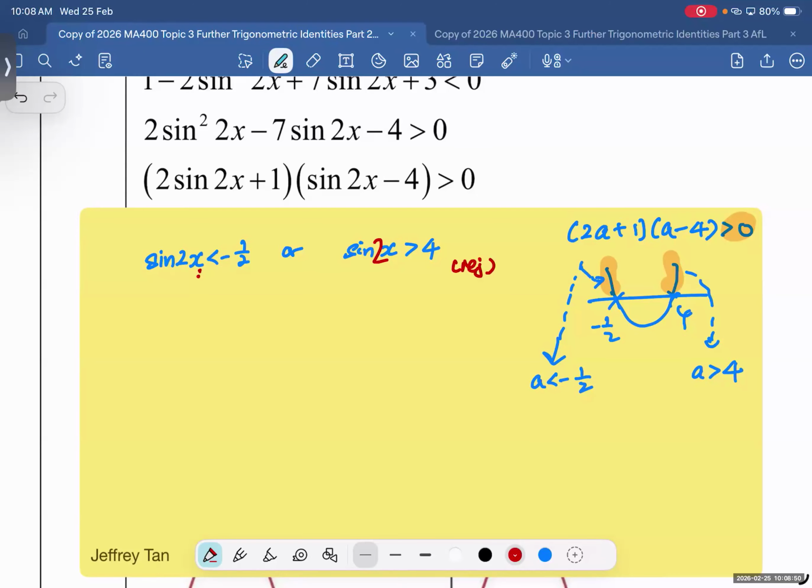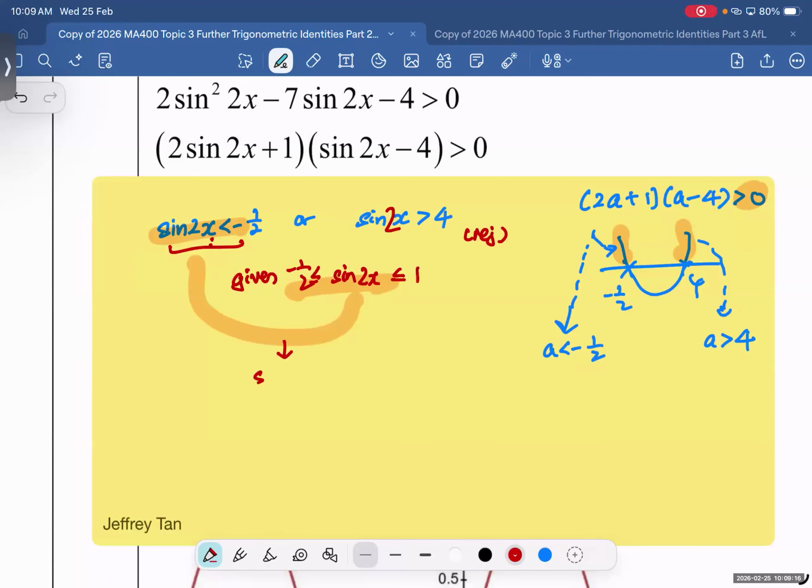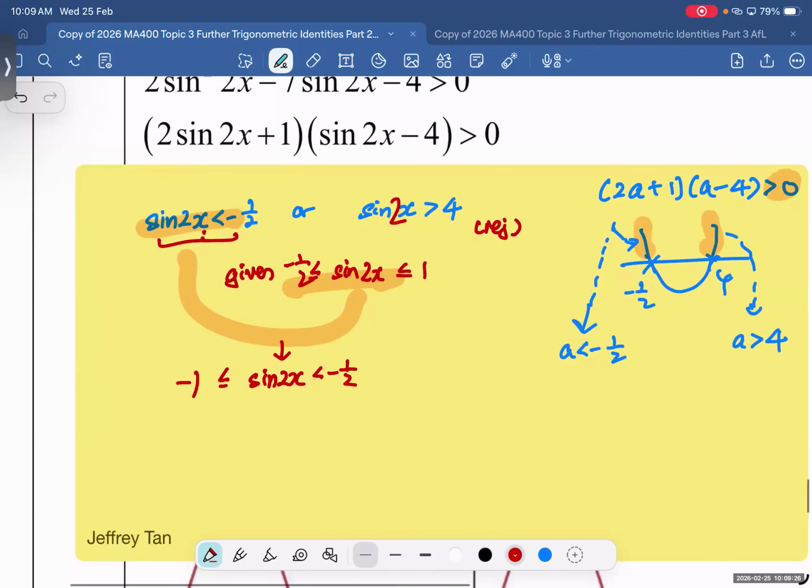I look at this value here. Sine 2x less than negative half. Again, sine has a minimum threshold of negative 1, right? We are also given that sine 2x is always between 1 and negative 1. Now, if I combine the first and second inequality, put 2 and 2 together and connect the dots, I know that basically I'm trying to look at where sine 2x is between negative half and negative 1. Trigo inequality, that is the dirty word.